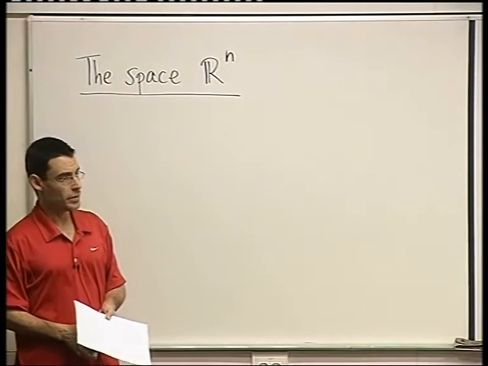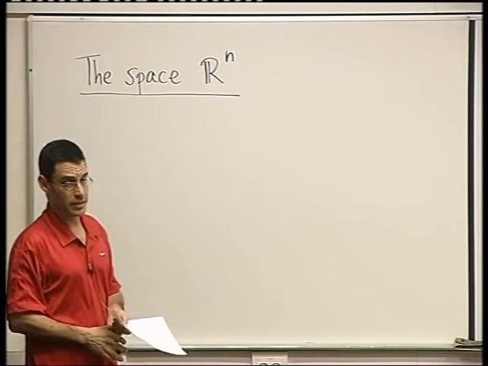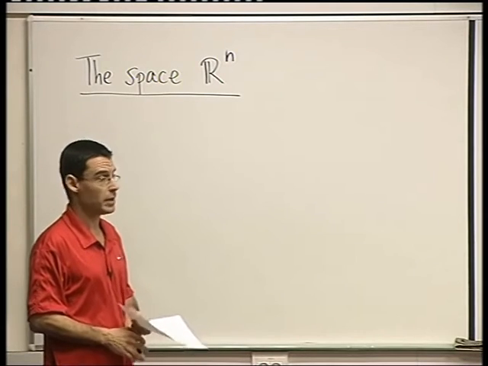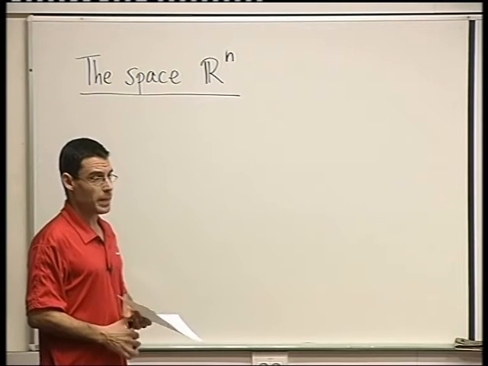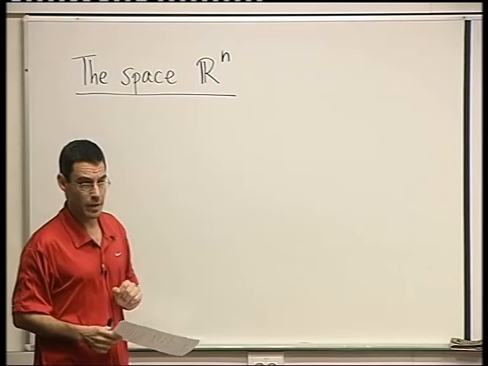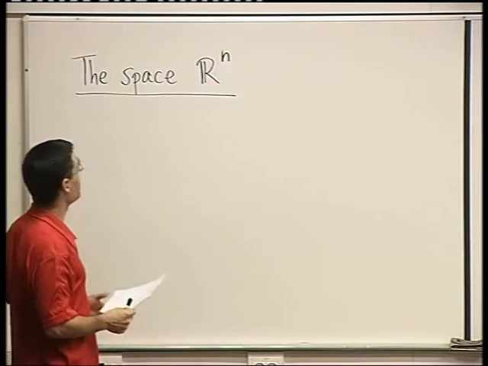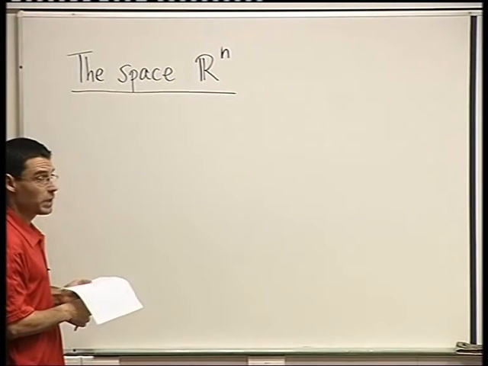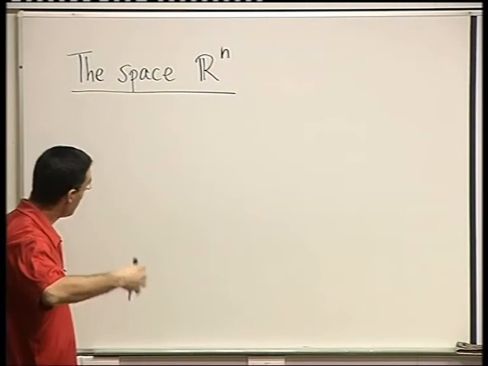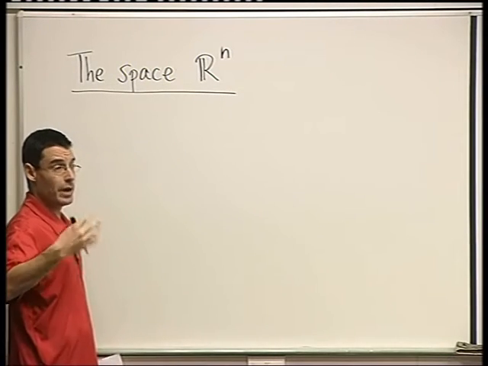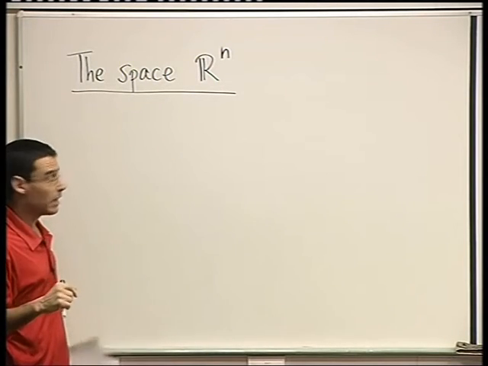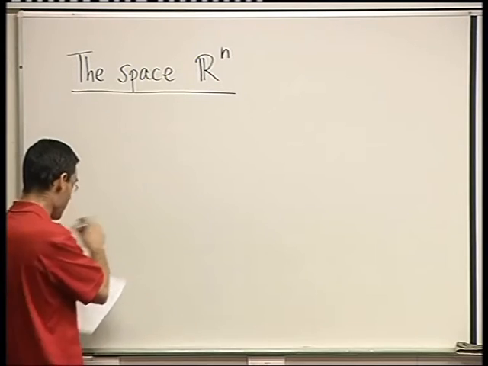Probably the most important structure that we're going to discuss in this course is a structure called a vector space. We're going to start by considering one example of a vector space, which is the space Rn. I'm going to describe it and tell you what it is, and then we're going to try to figure out what its properties are, and then we're going to make that abstract. That's the idea. So what is Rn?